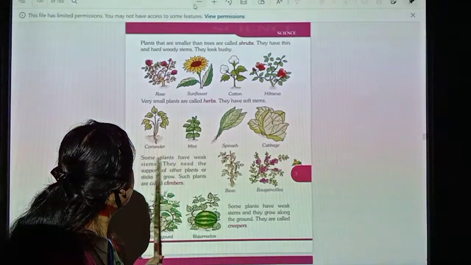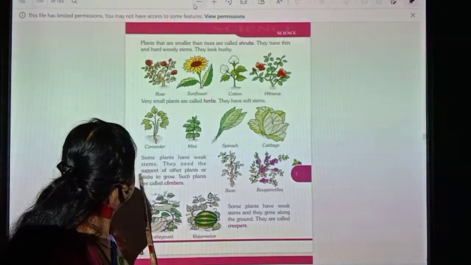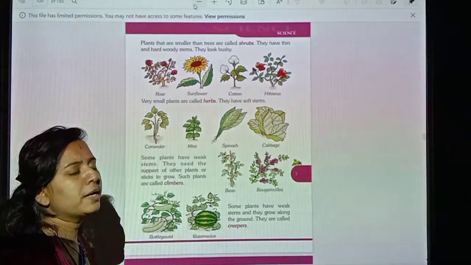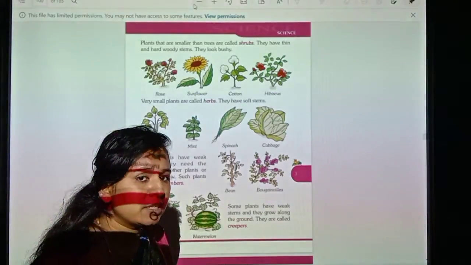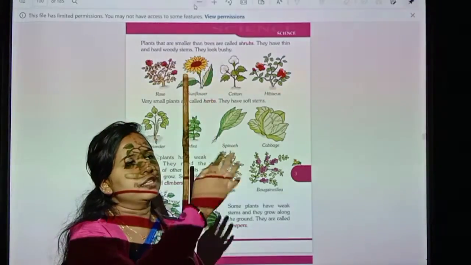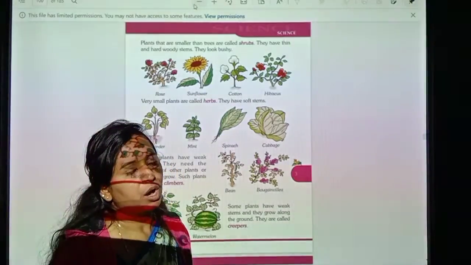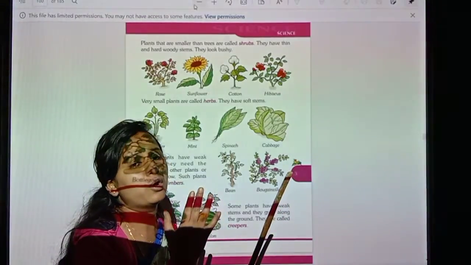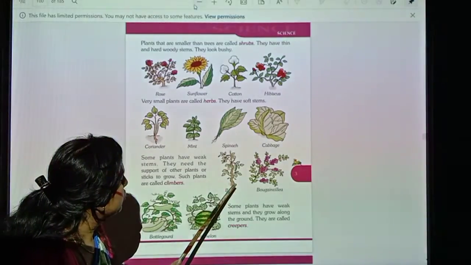Some plants have weak stems. They need the support of other plants or sticks to grow. Such plants are called climbers. So what do you mean by climbers? Climbers are plants that take support of a stick like this. They rotate like this and take support of sticks or walls or any other plants next to them. They start growing along with that. That is called creepers. You can see the picture here, children, in your textbook also.